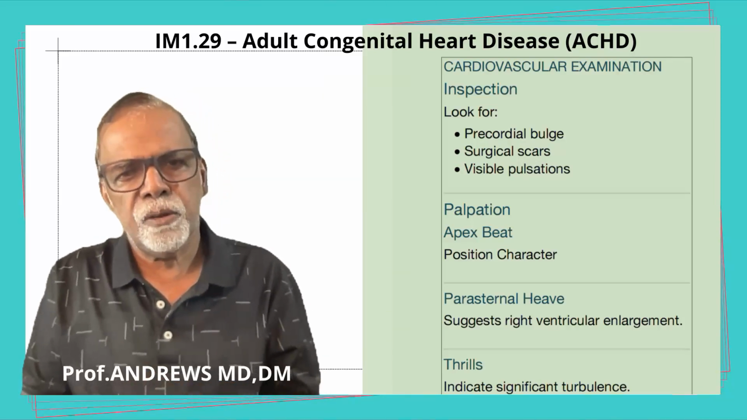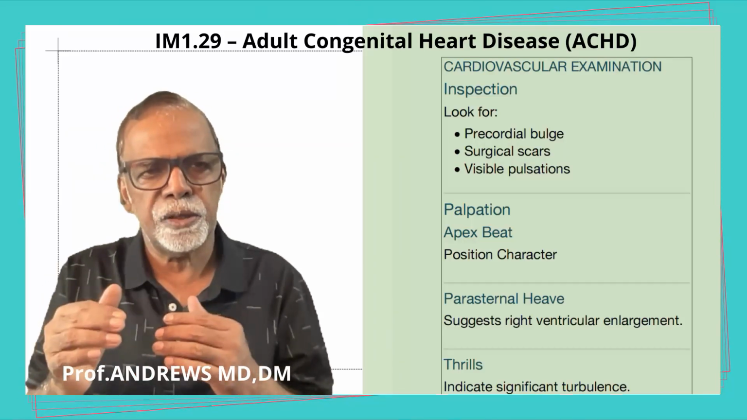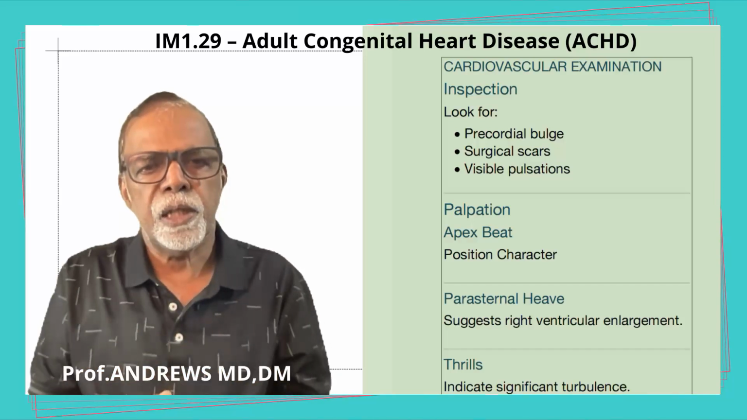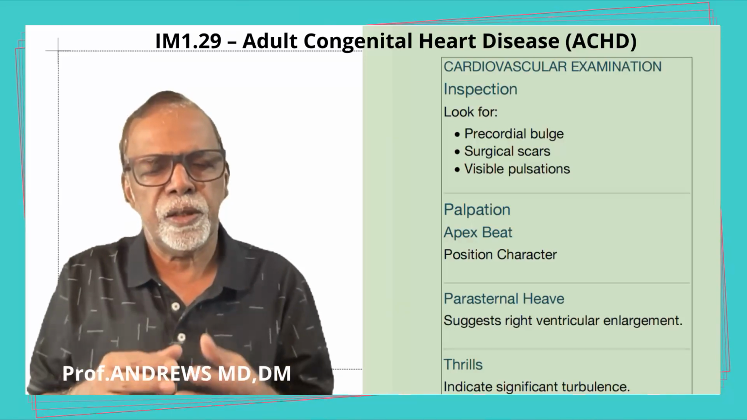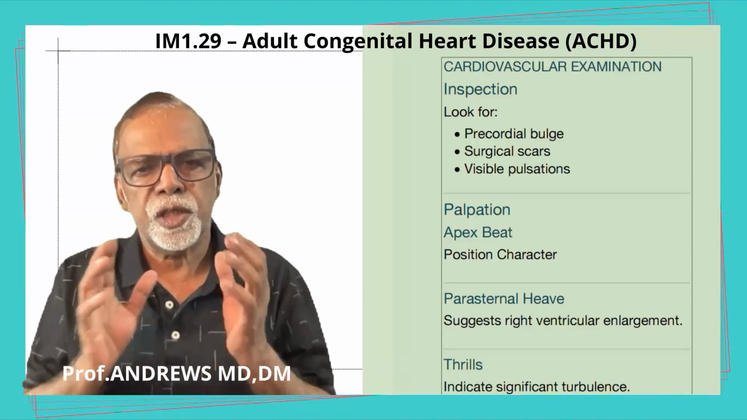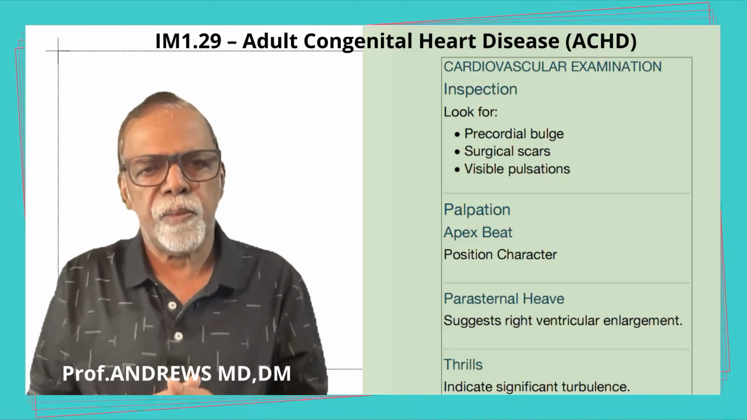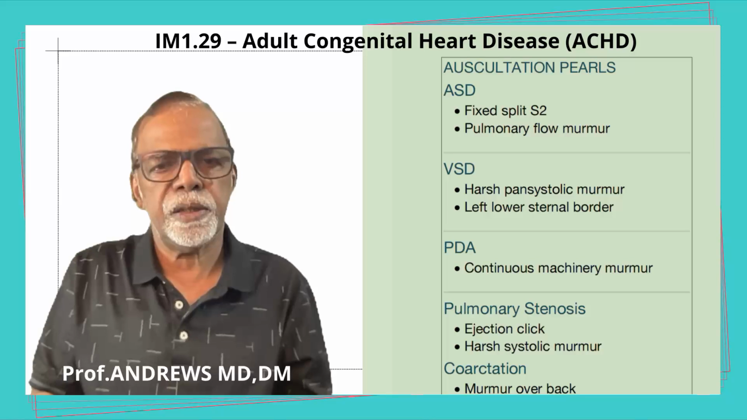Cardiovascular system examination: look for precordial bulge, because some people with congenital heart disease can have a precordial bulge because the bony cage was moldable in childhood when the heart was enlarging. Look for surgical scars, visible pulsations, especially in patients with coarctation. Look at the back. Palpate the apex: speed, position and character.